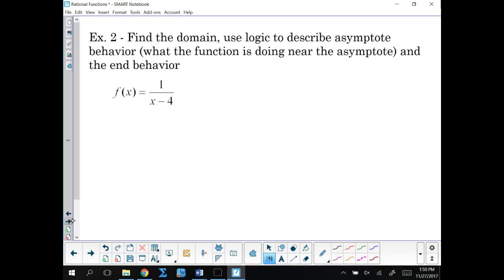Domain. All real numbers. Agree with x cannot equal 4. Okay? Which means that my vertical asymptote is x equals 4. Okay? Forgot to put that on.